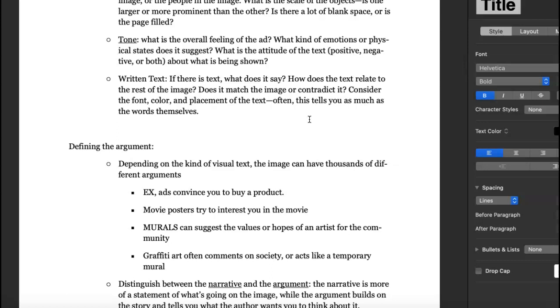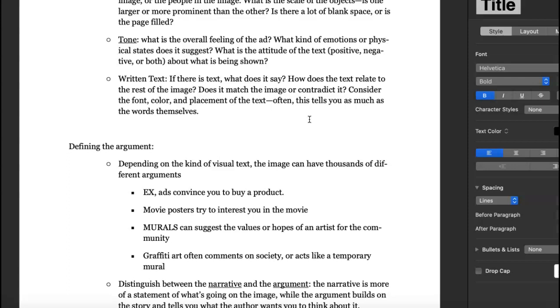And we also think about tone. What is the overall feeling of an ad, an image, a website, street art, regular art? What kinds of emotions or physical states does it suggest? Is it giving off more positive or negative or neutral vibes about what's being shown, or maybe you can't quite figure that out?